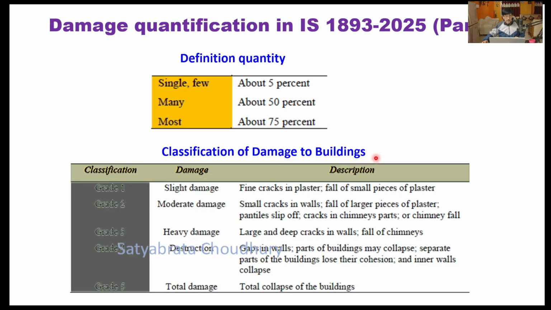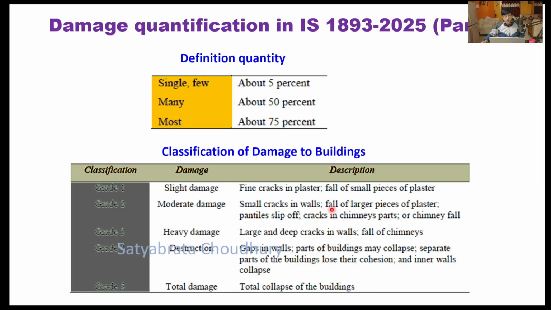Classification of damage of buildings are like this: grade 1 damage, slight damage, fine cracks in plaster, fall of small pieces of plaster; grade 2 moderate damage, small cracks in walls, fall of large pieces of plaster, pantiles slip off, cracks in chimneys, parts of chimneys fall; grade 3 heavy damage, large and deep cracks in walls, fall of chimneys; grade 4 destruction, gaps in walls, parts of buildings may collapse, separate parts of buildings lose their cohesion and inner walls collapse; grade 5 total damage, total collapse of the building.